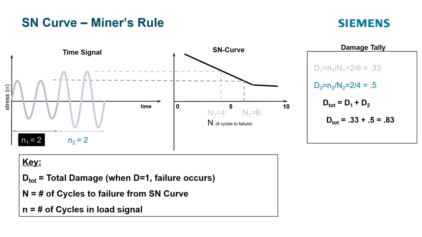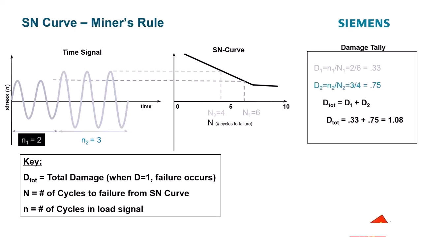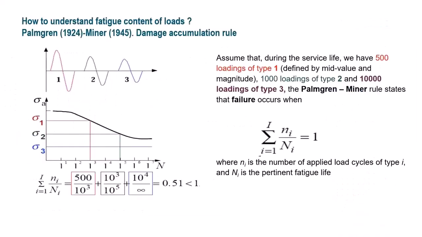So in this case, we wouldn't meet failure, and we could add another cycle, and then we would see above 1 and have failure. Okay, so that's Miner's rule. Here it is in another fancy mathematical formula. Also, just give credit where credit is due. We always call it Miner's rule, but technically, I think, it's really Palmgren-Miner's rule.